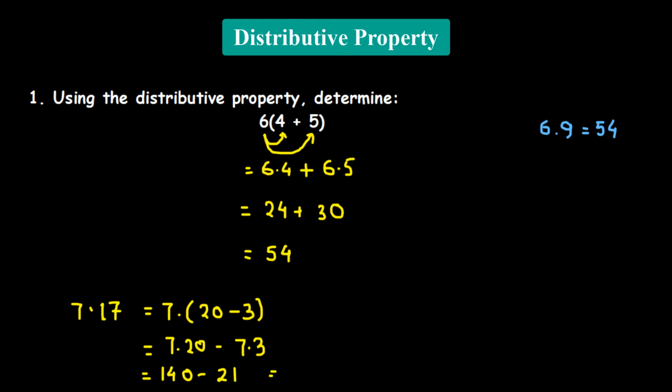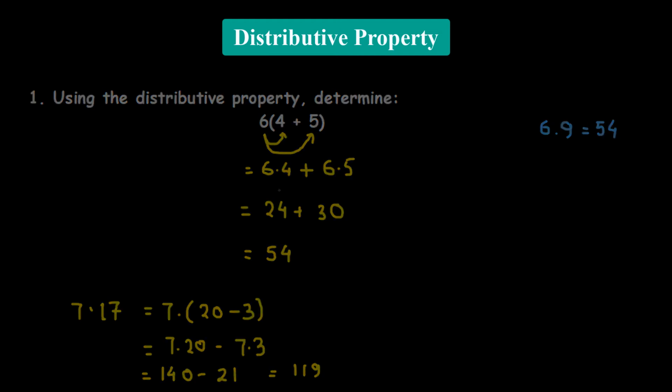So that's going to give us 119. So this is way faster than simply multiplying 7 with 17. So we can always use the distributive property to find out the value of the given arithmetic expression in the fastest way possible. Now in the next example, we're going to consider an algebraic expression and then see how the distributive property works for such expressions.